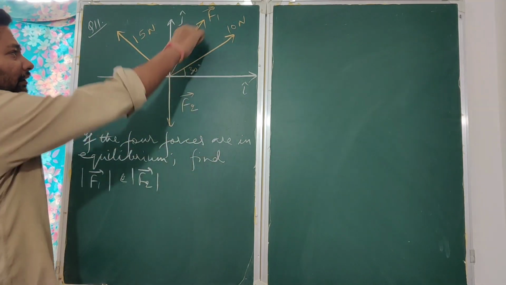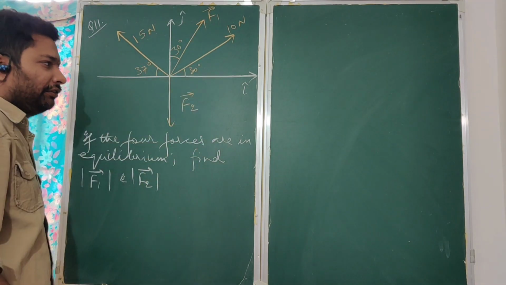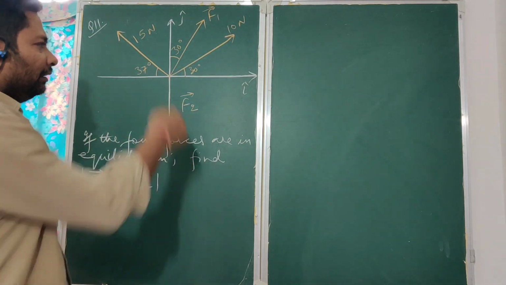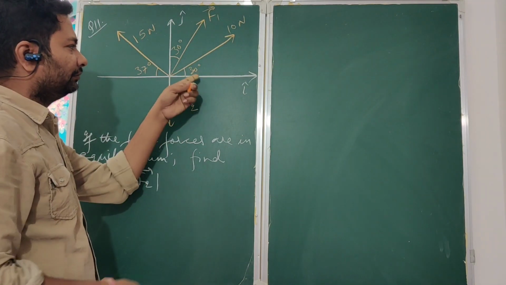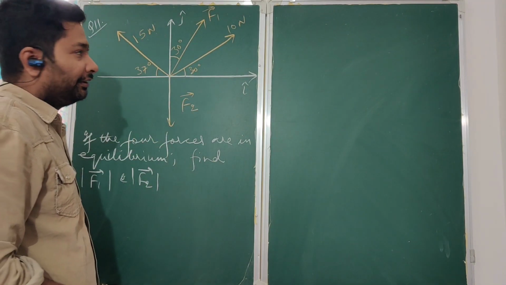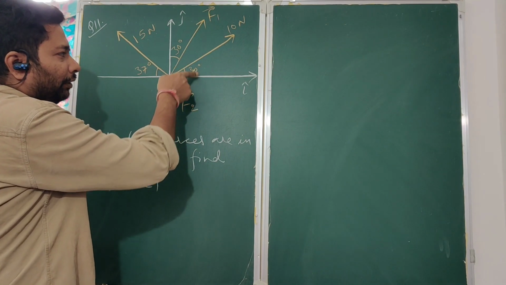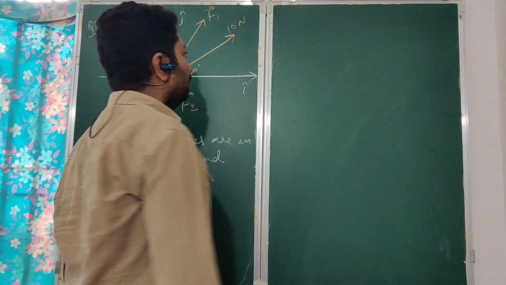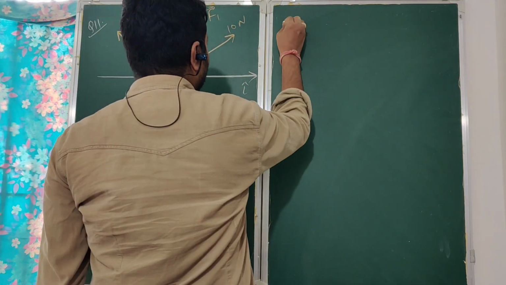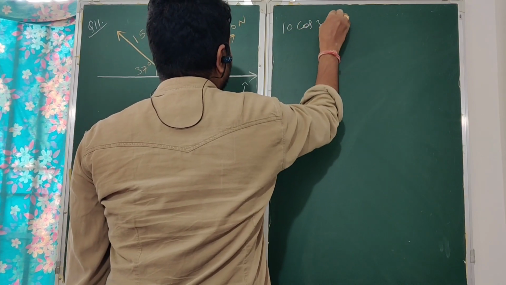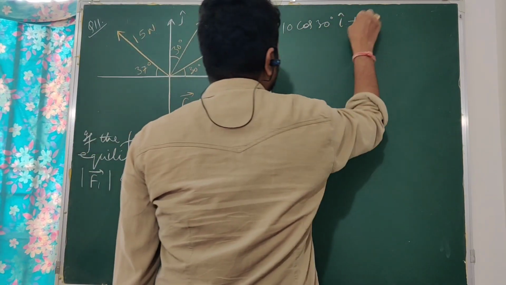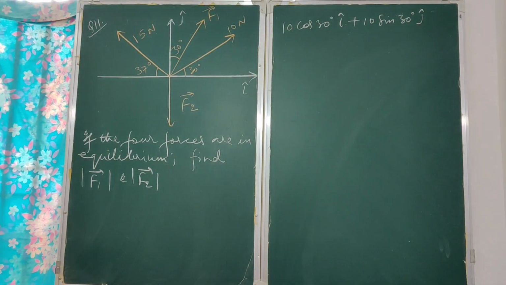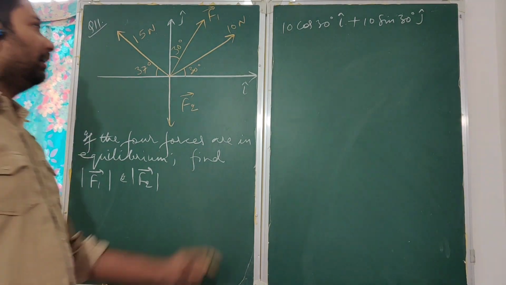The first thing is, you can resolve all these forces along i cap and j cap. Let us start with the first force, 10 Newton. What is the angle the 10 Newton force is making with the i cap direction? 30 degrees. So what will be the component? 10 cos 30. The perpendicular will be 10 sin 30. So we can write one of the forces as 10 cos 30 degrees i cap plus 10 sin 30 degrees j cap. Correct.